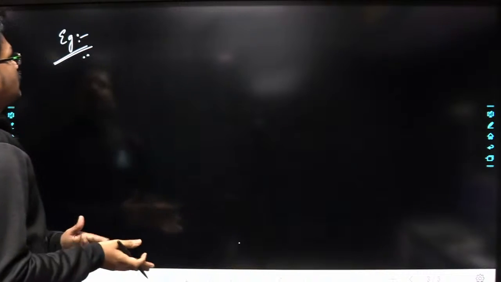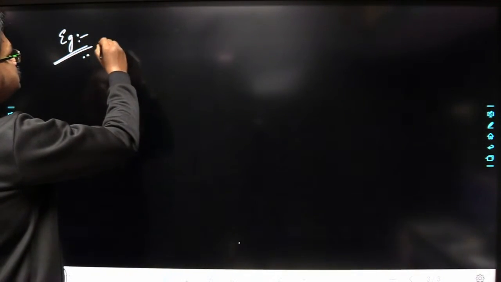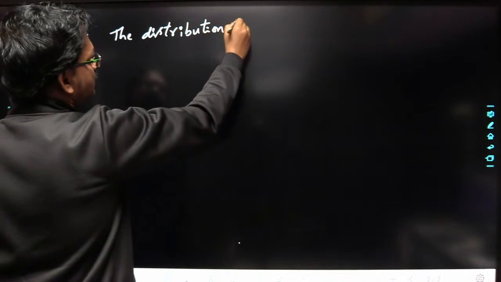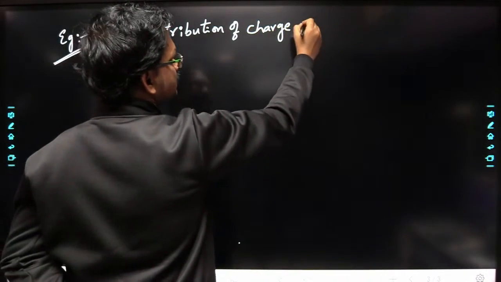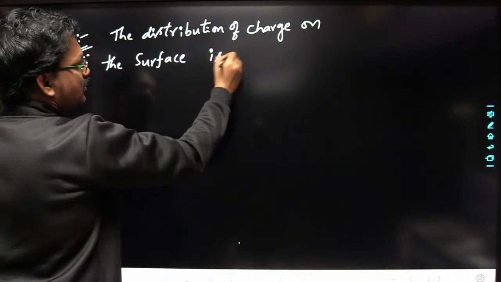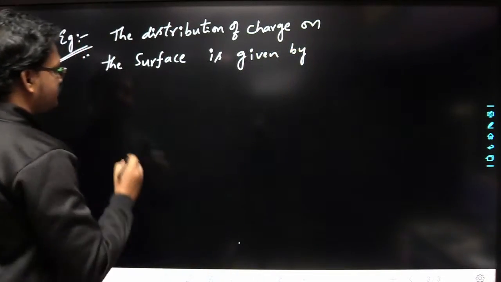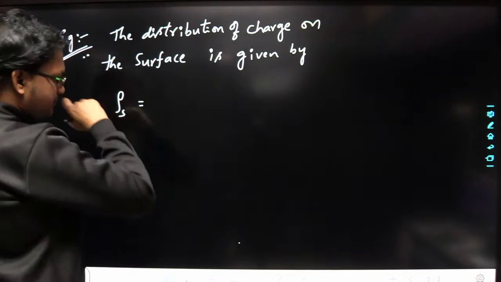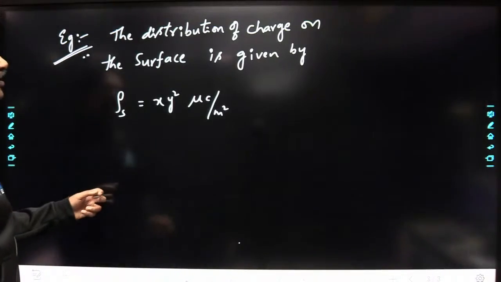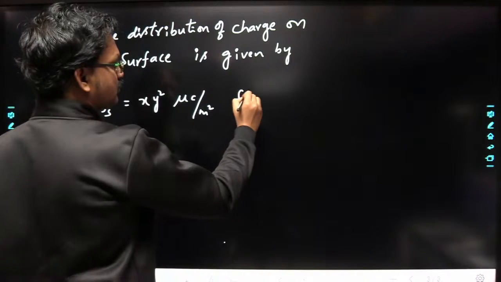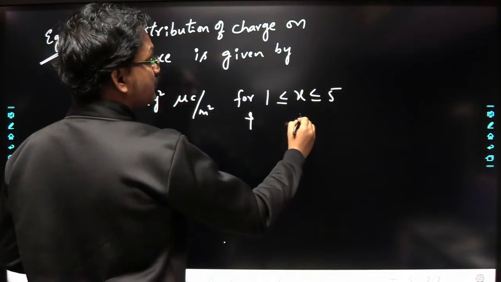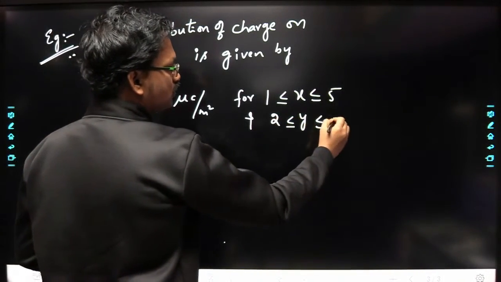See here. Now let us say the distribution of charge on the surface is given by rho s is equal to x y square microcoulomb per meter square, for x varying from 1 to 5, and y varying from 2 to 5.